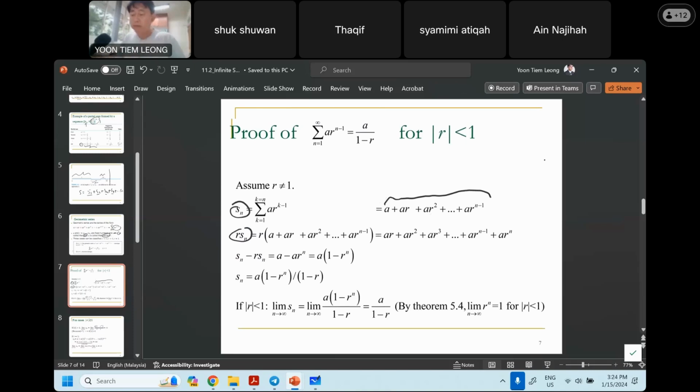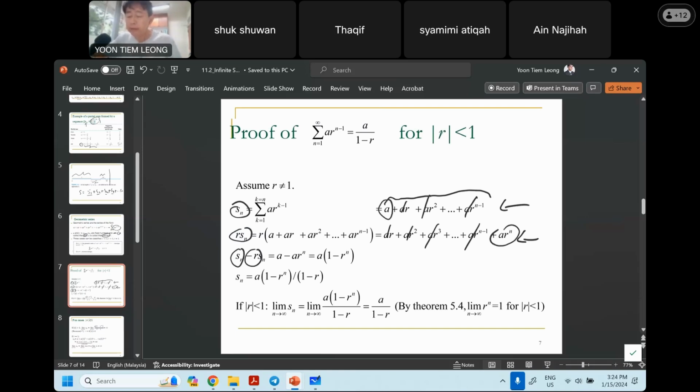Now, once you have written down the terms of Sn and r times Sn, then you can take the difference between the two equations. You take Sn minus r times Sn. Then you will find out that this term will be cancelled off by this term. This term will be cancelled off by this term. And then this term and all the other terms will also be cancelled off, except the first term in Sn and the last term in rSn.